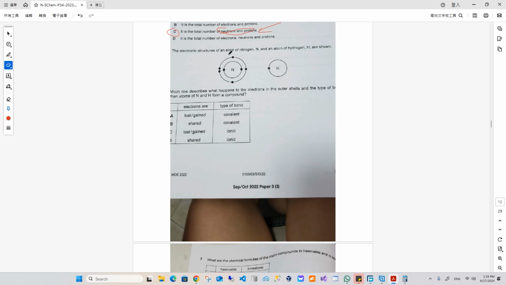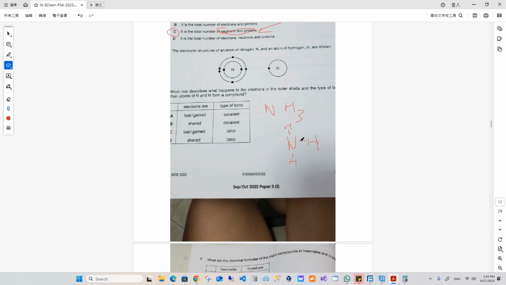Electrons. Which describes what happens when electrons in the outer shells of atoms N and H form a compound? N is in group 5, so it is -3. H is in group 1, so it is 1. So I have NH3. So it's ammonia, and they form covalent bonds. So it is a covalent compound.